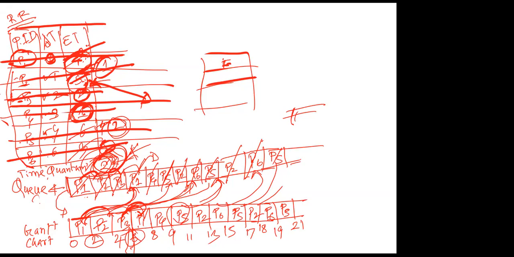Also, it maintains one data structure called a queue. The queue is used to manage the FCFS, first come first serve.